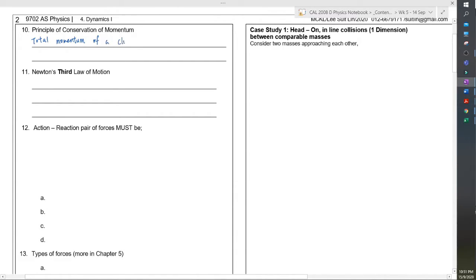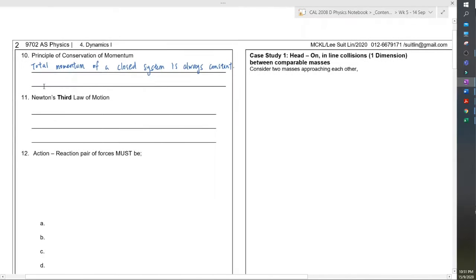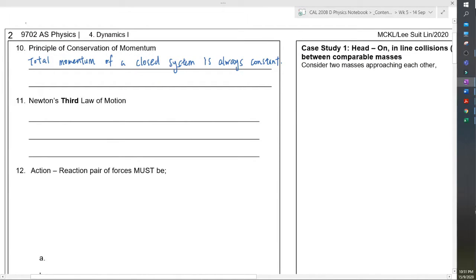This is defined. Whenever you see conservation, it means that it is the same. So the total momentum of a closed system is always constant, always the same. This statement is already enough to give you 2 marks. But what does it mean to be in a closed system?